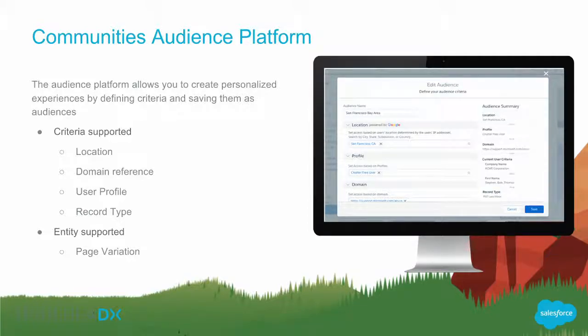So right now what we launched and what we support, you can go in and personalize based on location. So you can create criteria within communities for location, for domain reference, so basically where your user's coming from, which domain they're visiting from, the user profile. So based on their customer profile, you can go in and define different page variations and record type. Currently, what we support are page variations.